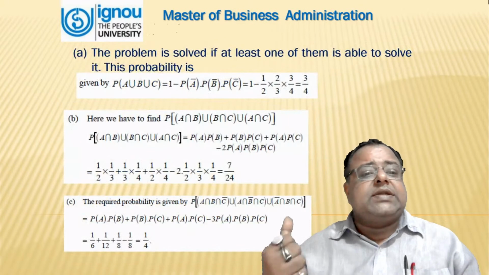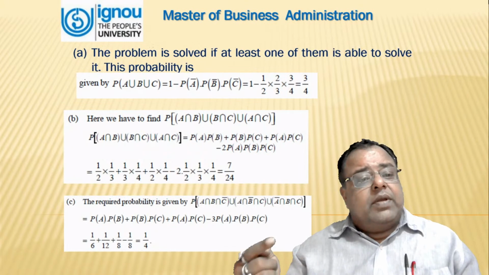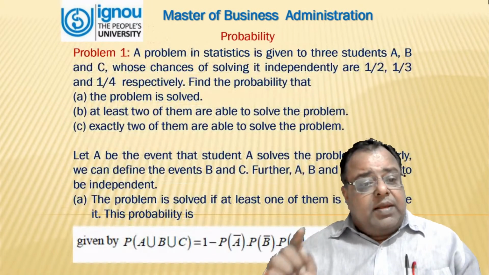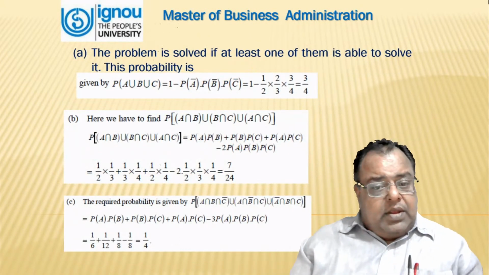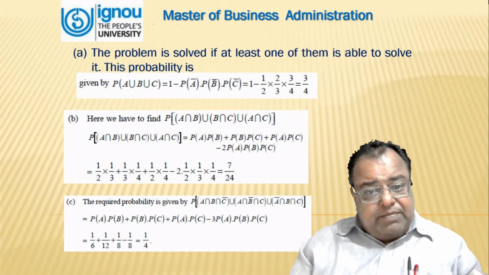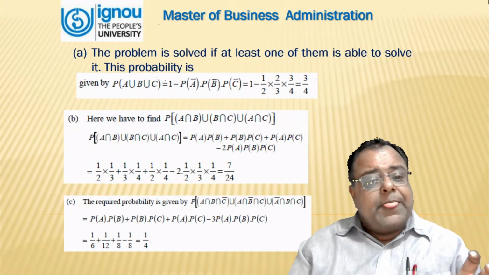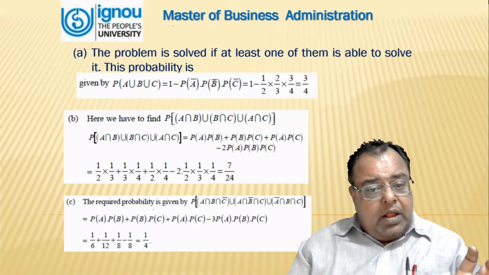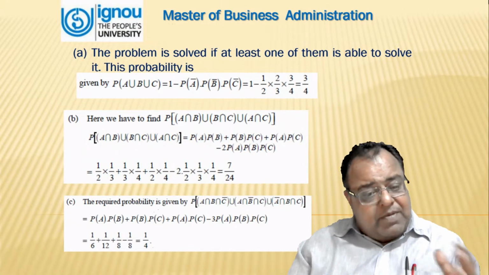Secondly, at least one of them is able to solve the problem is that. But the problem solved by at least two of them, in that case, is PA into PB plus PB into PC plus PA into PC minus 2 times PA, PB, PC. This is the basic relation of sets. We are applying the set theorem for solving the probability problem.